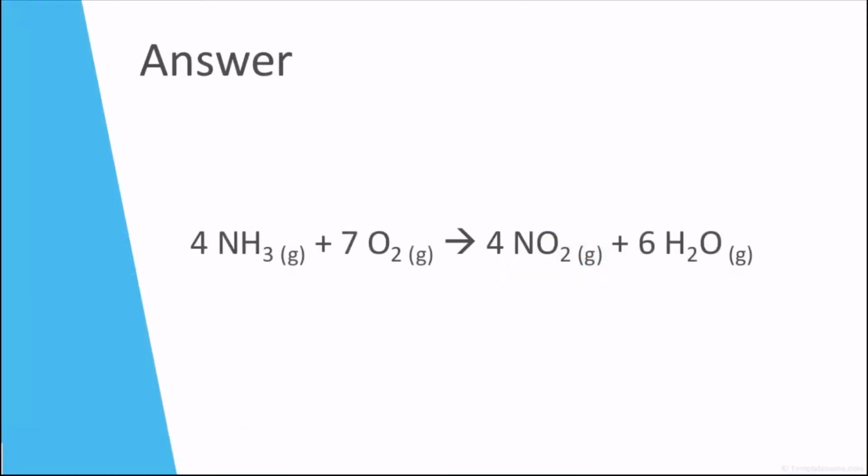So here's the answer. It's 4 ammonias plus 7 O2s yields 4 nitrogen dioxides and 6 waters. So hopefully you now better understand how to balance chemical equations.